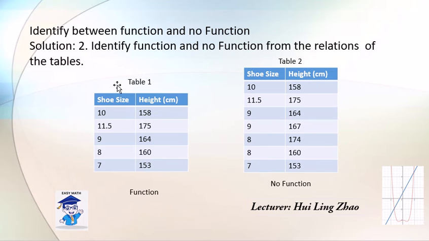Okay, we can see table 1 has different x and different y, so I can determine this is a function. But in table 2, there are two 9s here and two 8s here. For the two pairs with 9, the heights are 164 and 167. So you can see one x corresponds with two y values. So this is not a function.